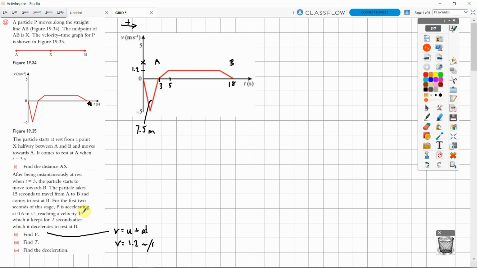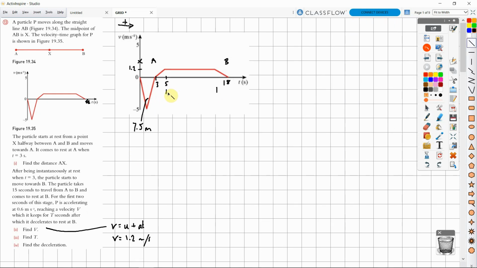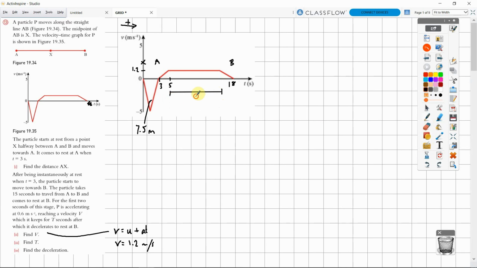t being, it reaches a velocity v, which we've said is 1.2 meters per second, which it keeps for t seconds. So from here to here, that is t seconds. And we're supposed to find t.